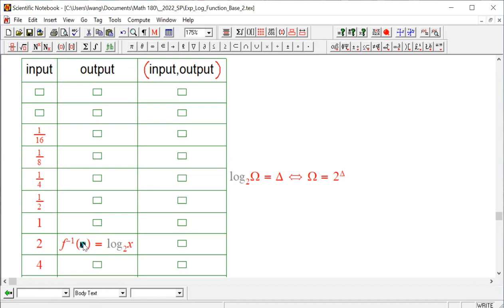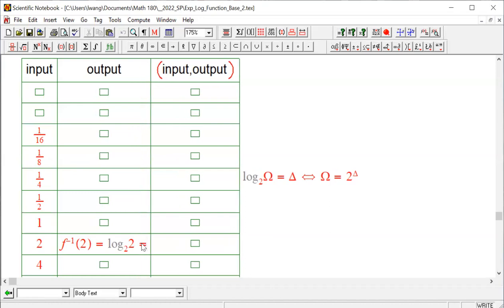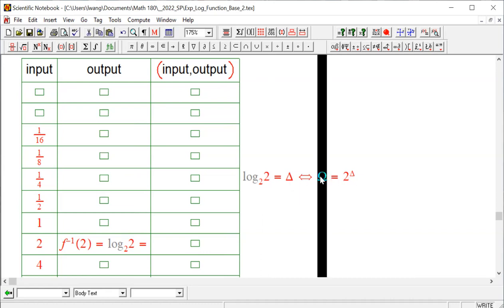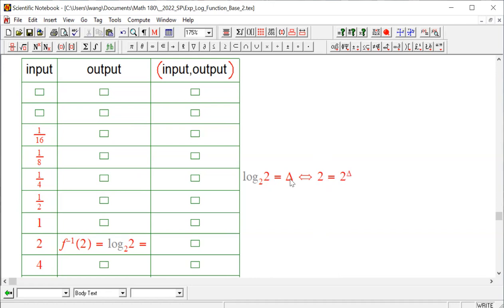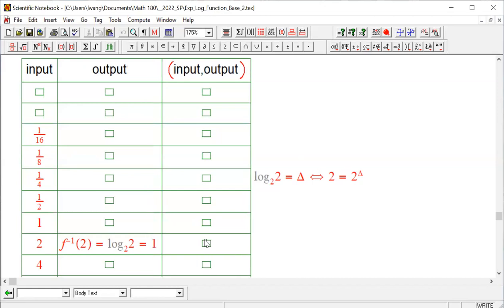When the input is 2, what will be the output? In other words, if the input is 2, what number to the power 2 should equal 2? Of course, that number should be 1. So this equals 1. So when the input is 2, the output is 1.